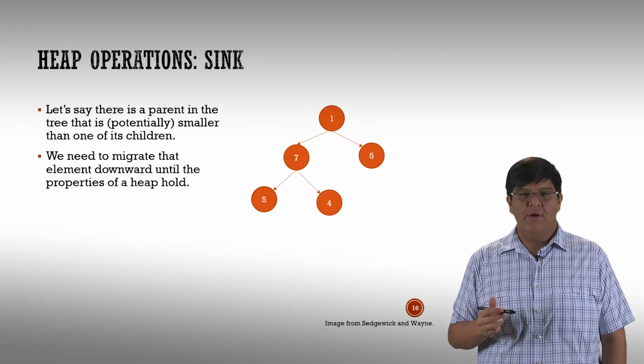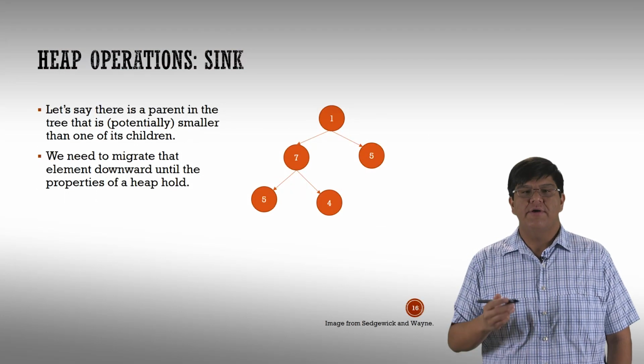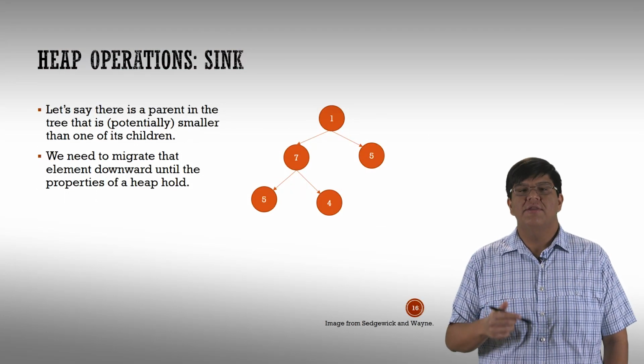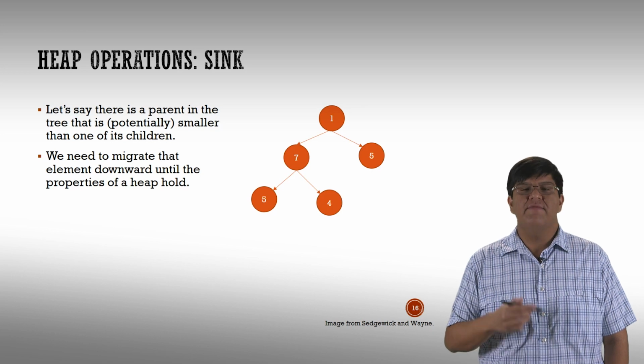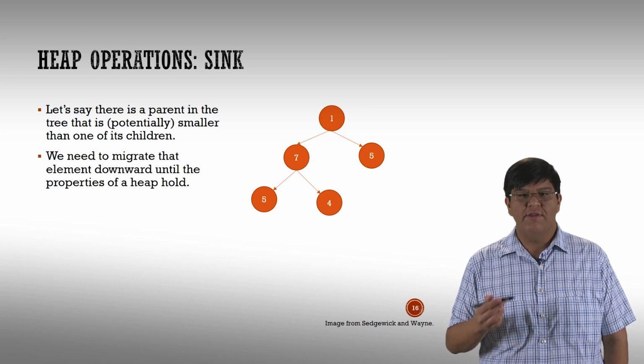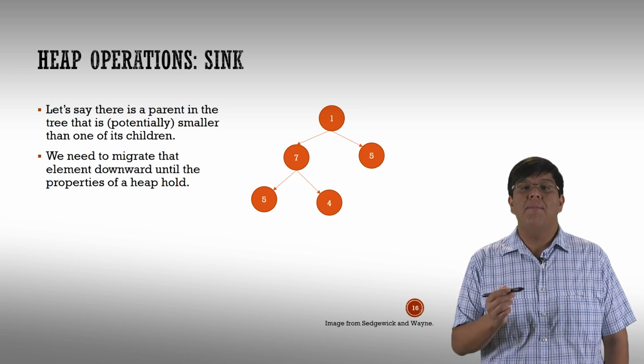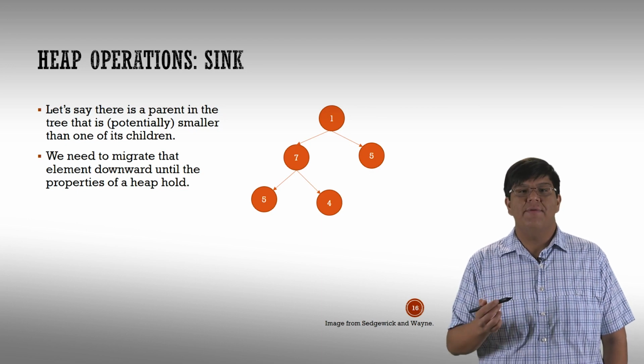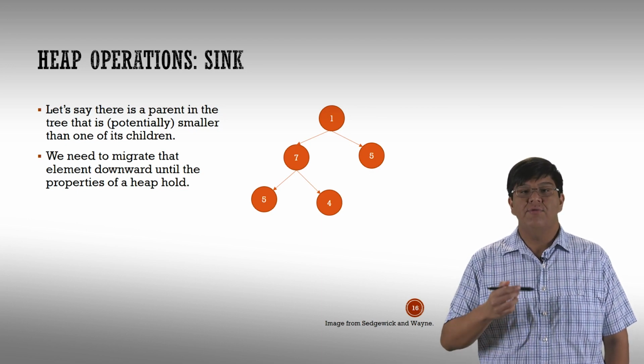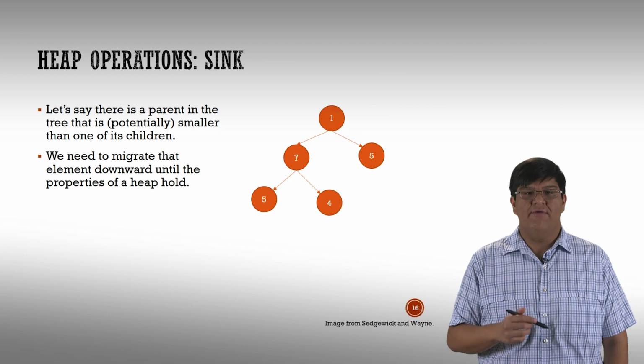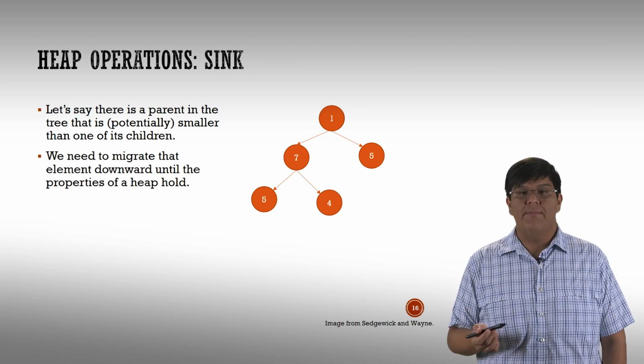Hey folks, in this video I'll introduce the sink operation. This is going to be another operation we can use to keep a heap in order. Previously we talked about swim, and the idea of swim was to take a node that was out of order and move it upwards to where it belonged. Here we'll look at the opposite. Sometimes we have a node that's too large and needs to be moved down. That'll be our problem, and we'll call that a sink operation.